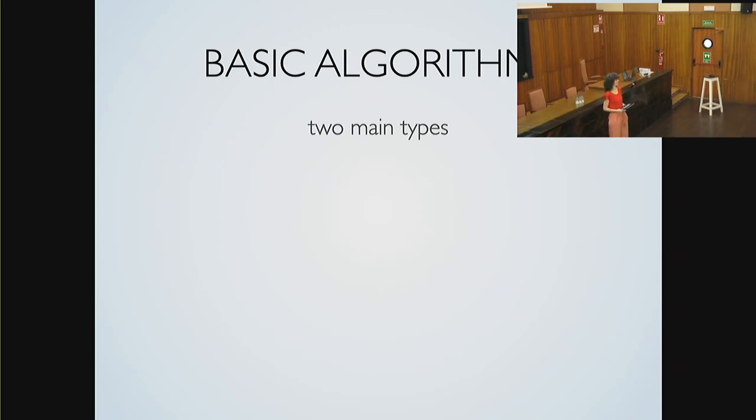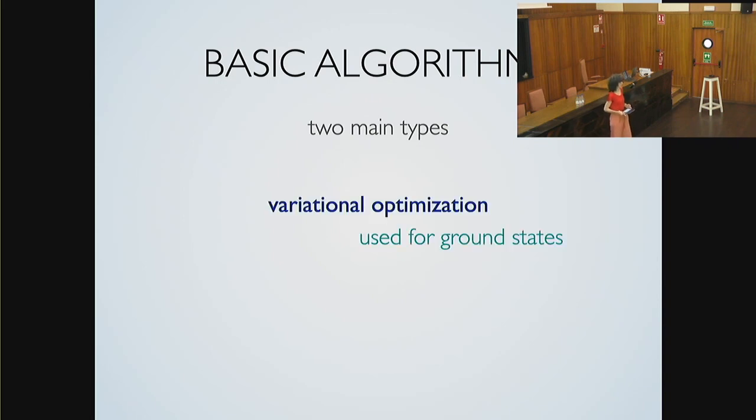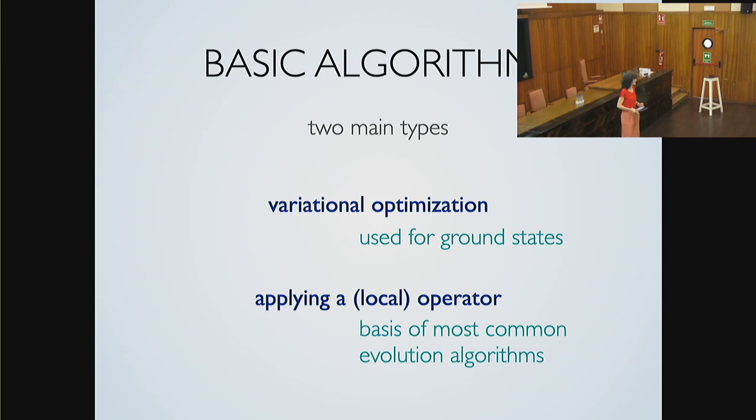I would say that the simplest story is that there are two main kinds of algorithms. One of them is the variational optimization of an ansatz. Say we choose our ansatz to describe the state that we are interested in, and we optimize variationally some cost function. Typically this is used for ground states, and it's the basis of DMRG, the most successful algorithm for low-dimensional strongly correlated states. The other big group of algorithms would be how to transform one of these ansatzes when you apply on top of it some operator.